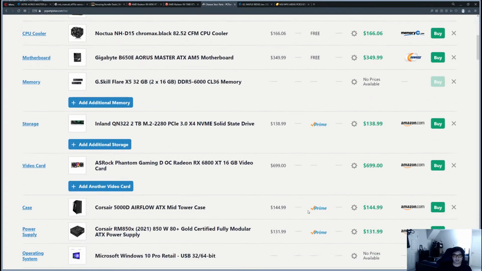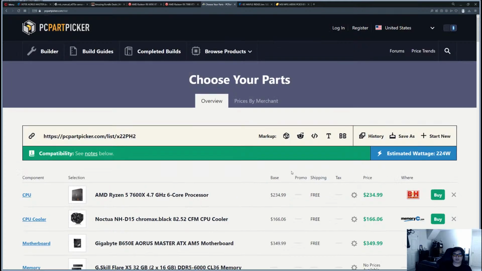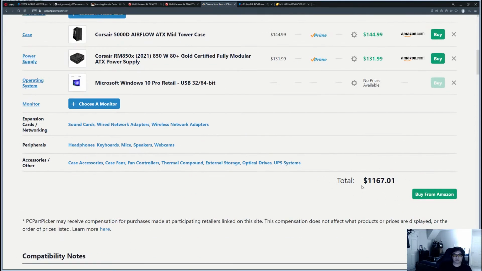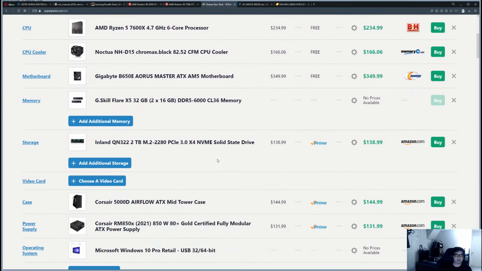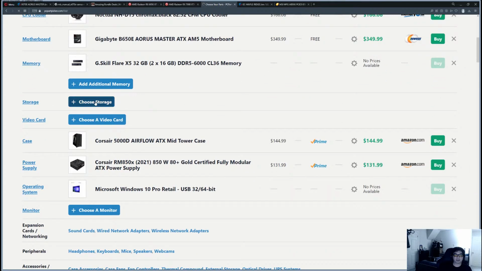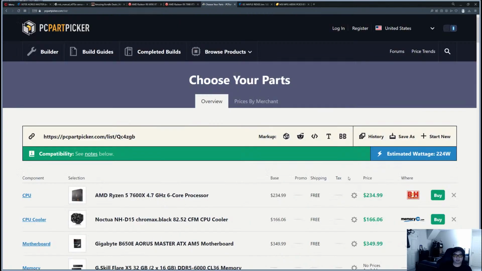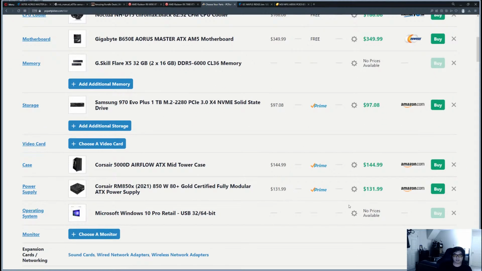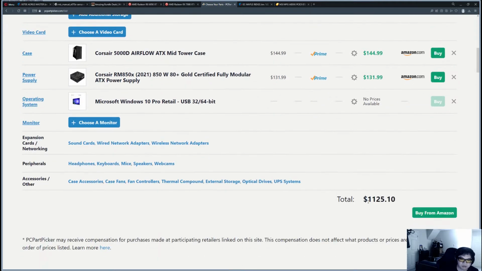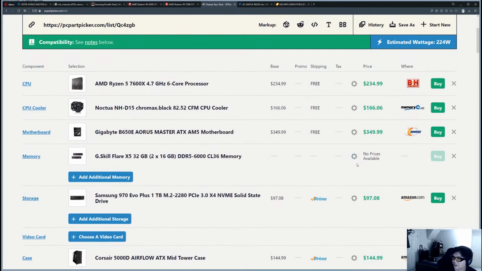$1,800? Wait, why is it so high? Oh, because of the graphics card. But you already got that, so we can remove that. So like 1,100. Yeah, that's kind of what I was expecting. And you could go less on the SSD if you wanted, although I would go with 2 terabyte myself. But you can just go with a 1 terabyte, like this, and that's kind of it. Well, it didn't change the price much, did it? So maybe you just go with that 2 terabyte that I had up there.